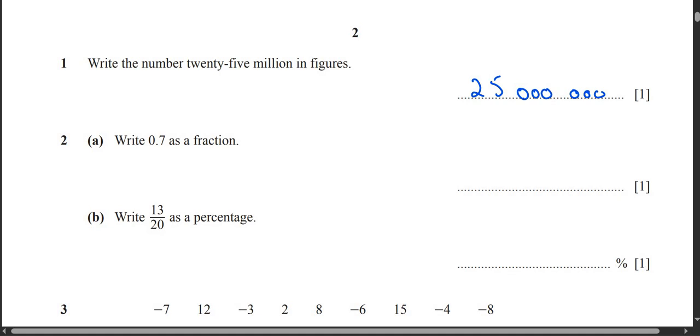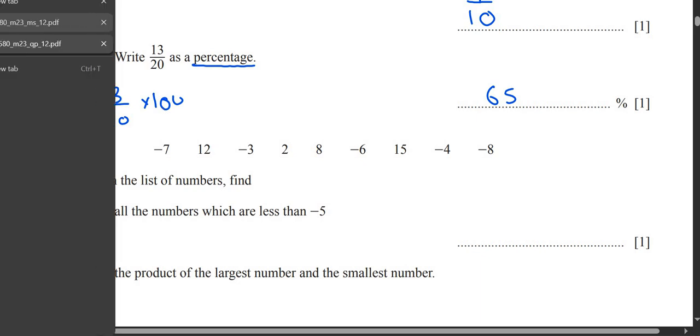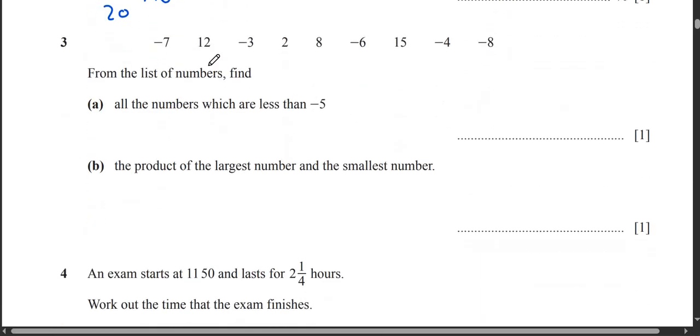Second question, it says write 0.7 as a fraction. The best way to do it is 7 divided by 10. In part B, the question says write 13 upon 20 as a percentage. Remember, whenever you are finding a percentage, you always multiply it with 100. If you multiply 13 upon 20 with 100, you get 65%.